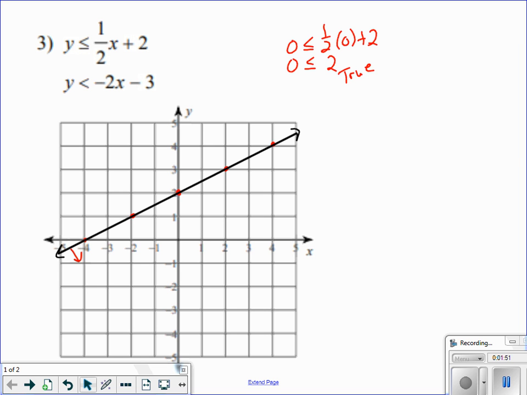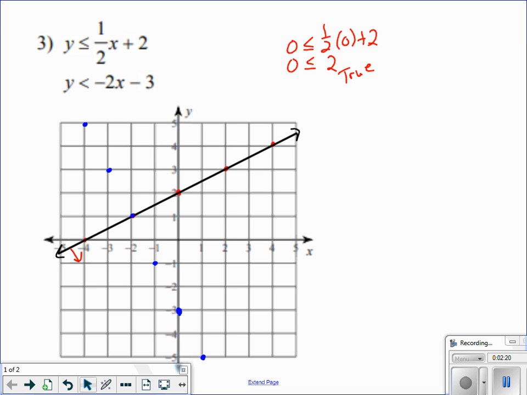All right, next we're going to look at the other inequality, the y less than negative 2x minus 3. So my y-intercept is negative 3, so I'll make a point there. And then our slope is negative 2, which is the same as negative 2 over 1. So down 2, right 1. If I want to make some more points, instead of going down 2 and right 1, I can go up 2 and left 1 and make some points here. So I got plenty of points there.